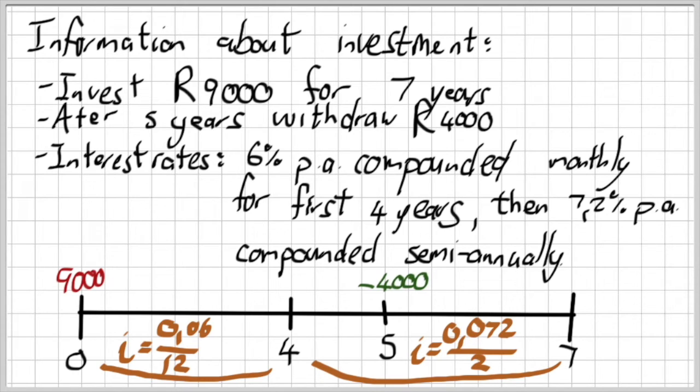For the first 4 years, that's going to be 6% per annum compounded monthly. So again, that 4 I'm going to change into months. Then after the 4 years, between the 4 and the 7, the interest rate is going to be 7.2% per annum, compounded semi-annually.